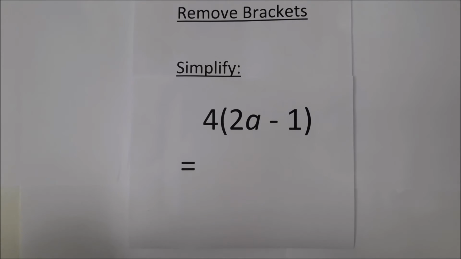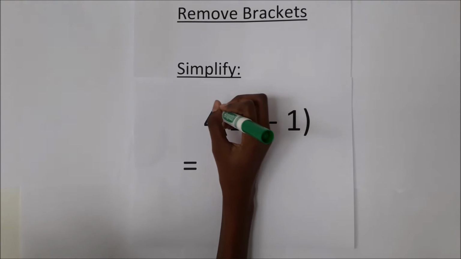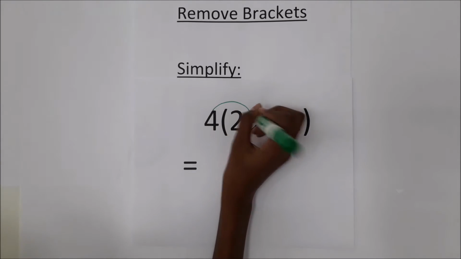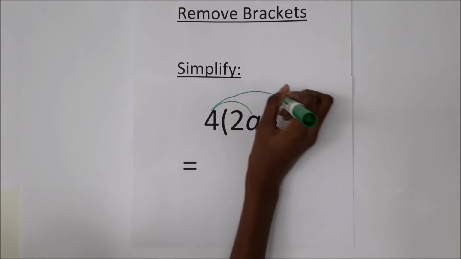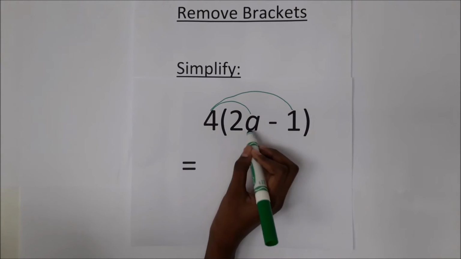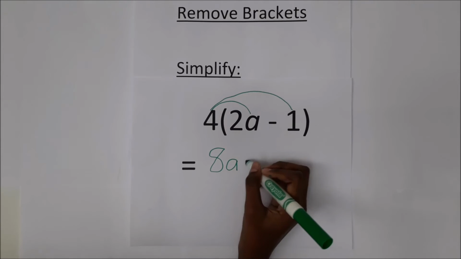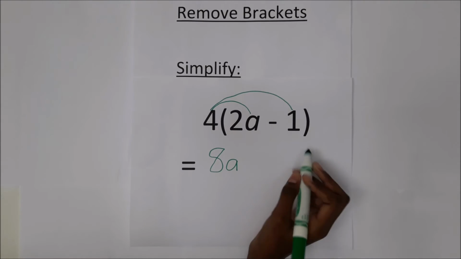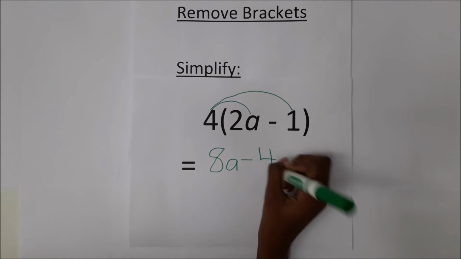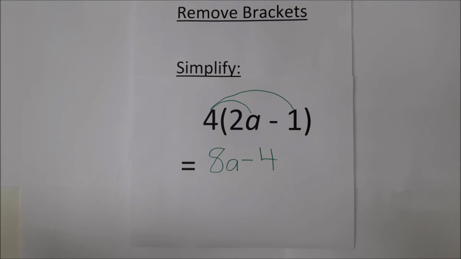Okay, Rafaela, next problem. Read it. 4 open bracket 2a minus 1 close bracket. Work it. Multiply 4 by 2a and multiply 4 by negative 1. 4 times 2a is 8a. 4 times negative 1 is negative 4. And give me the variable. A. Give me the constant. Negative 4. And give me the coefficient. 8. 4 times 2 is 8, negative 4. Very good.